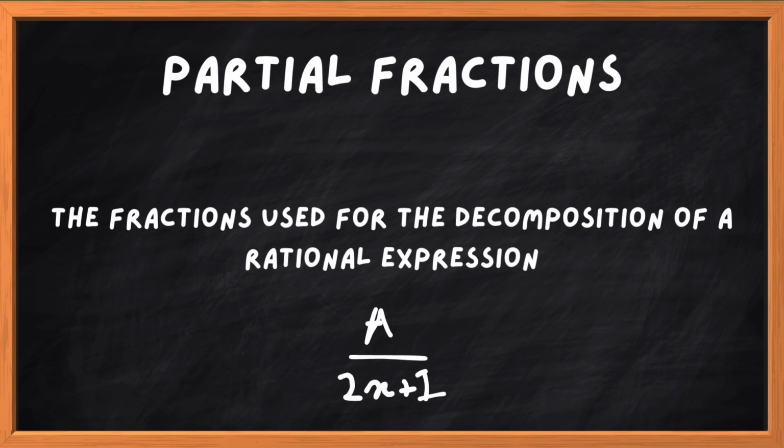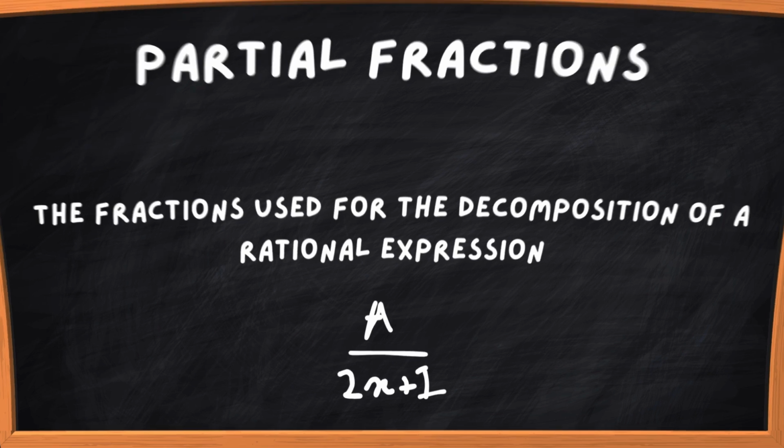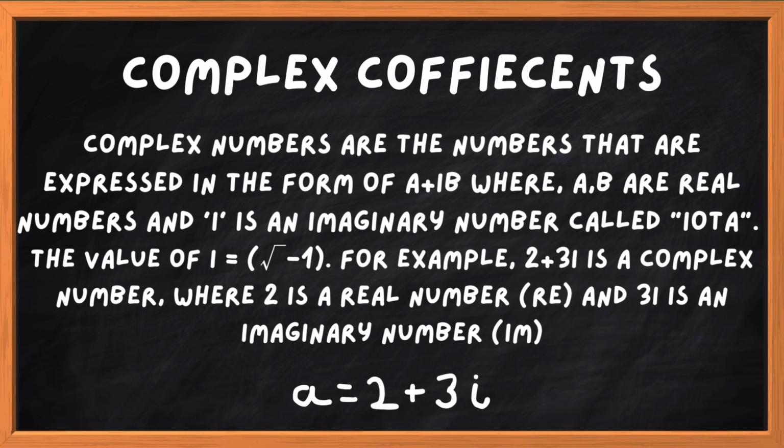Partial fractions. The fractions used for the decomposition of a rational expression. Complex coefficients. Complex numbers are the numbers that are expressed in the form of a + ib, where a, b are real numbers and i is an imaginary number called iota. The value of i is the square root of -1. For example, 2 + 3i is a complex number where 2 is a real number and 3i is an imaginary number.